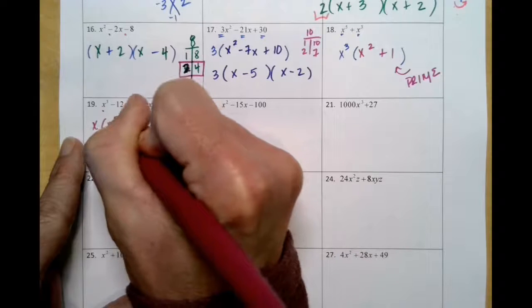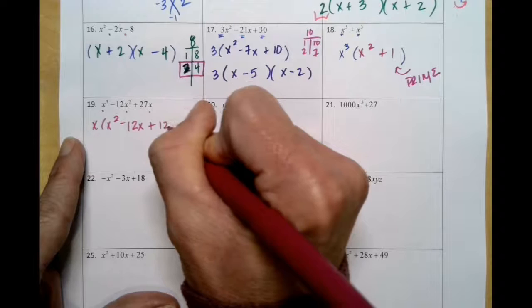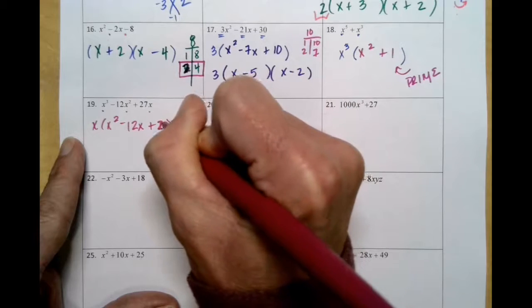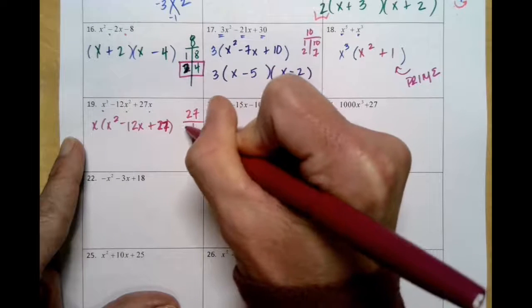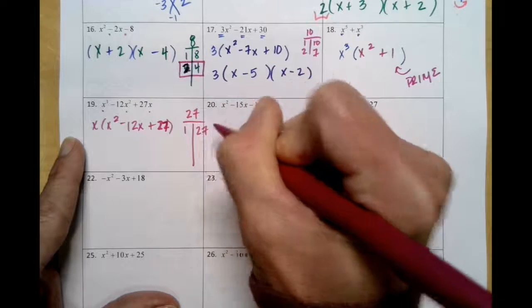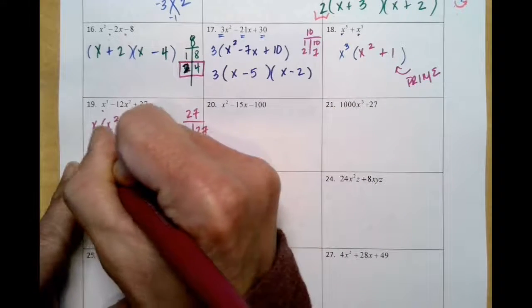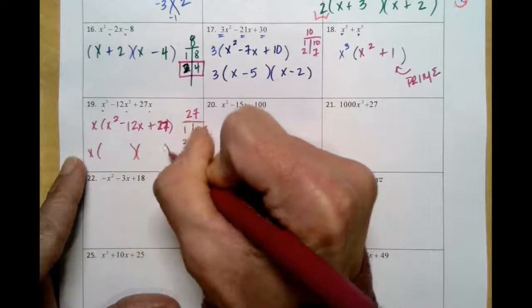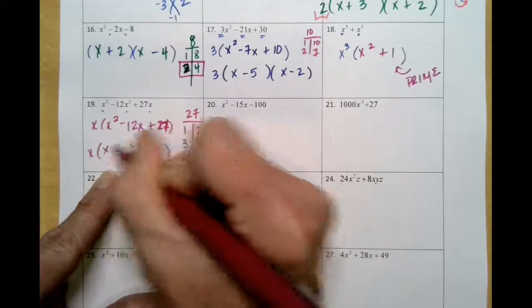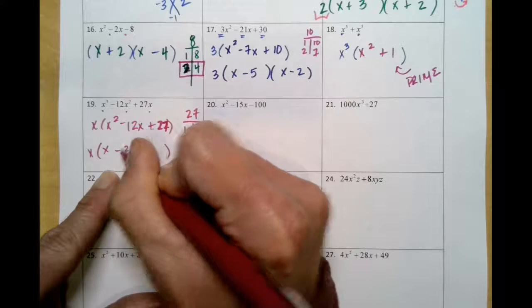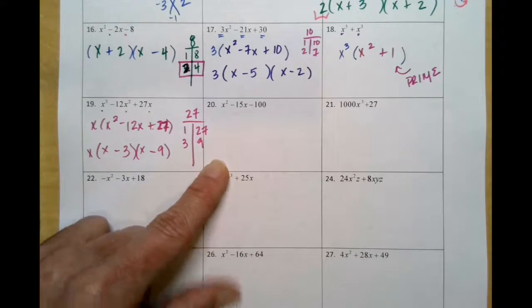So I get x squared minus 12x plus 27. Oops, what the heck? 27. So now I'm going to think about my factors of 27, 1 and 27, and I've got 3 and 9. That's how I'm going to get it; x stays out there. I know both my signs match, and they have to be negative. So x minus 3 and x minus 9 sounds like a good combination.